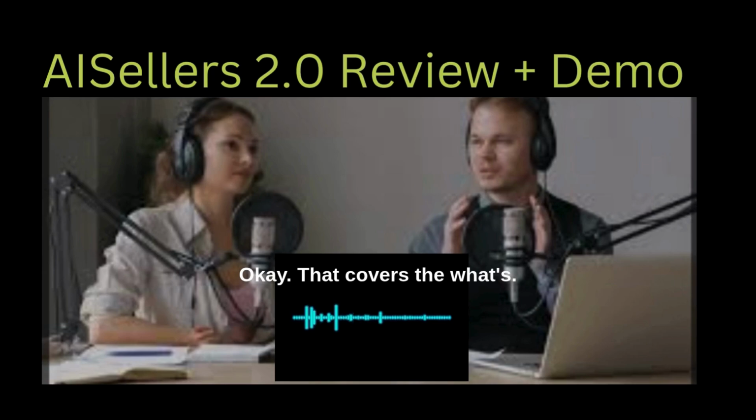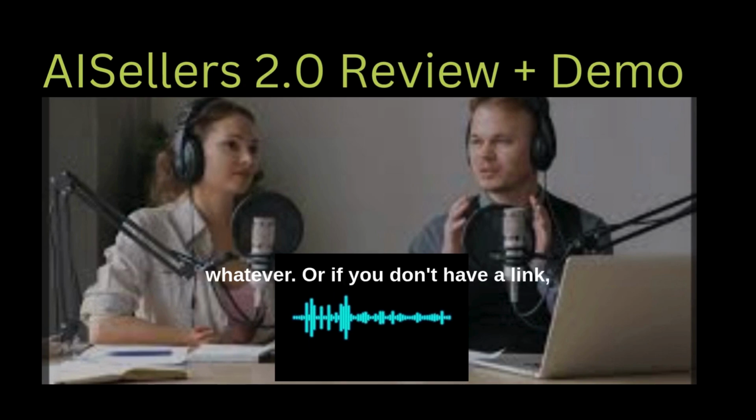Okay, that covers the what's. But the big question is how. How does the source say it actually pulls this off? Well, the material breaks it down into what it calls 4 simple steps. 4 steps. Okay, what's step 1? Step 1 is basically giving it the info. You either paste in that product URL we talked about. Right, the affiliate link or e-com page or whatever. Or if you don't have a link, maybe it's your own unique offer, you can manually input the details.